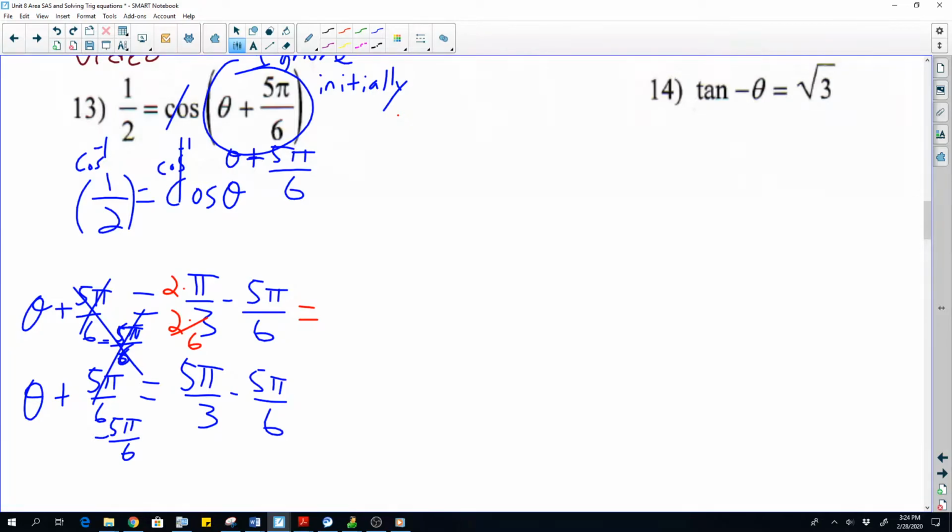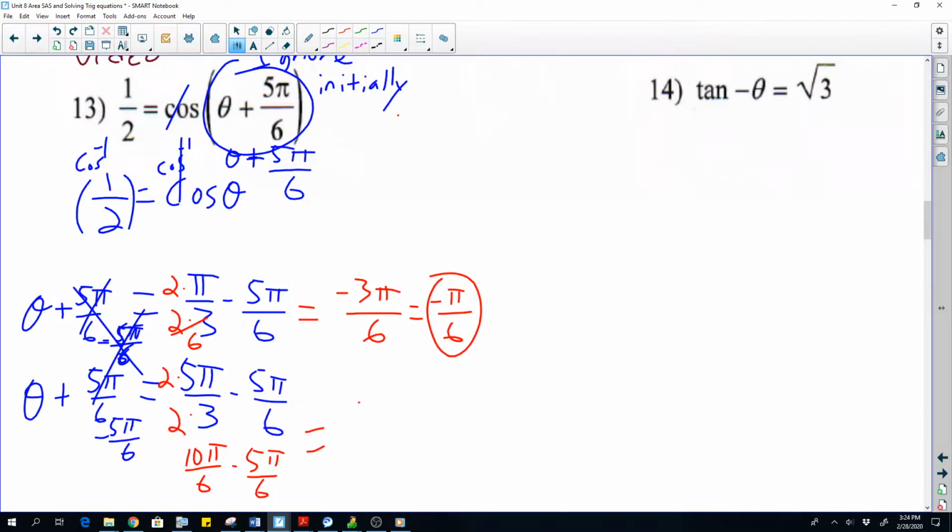So 2 minus 5 is negative 3 pi over 6. Nice, because 2 minus 5 is negative 3. Pi over 6, which reduces to negative pi over 2. Good. Not even pi over 6, sorry. So there's one of our answers. And then we have to turn this into a 6 by multiplying it by 2 top and bottom. So that becomes 10 pi over 6 minus 5 pi over 6 equals 5 pi over 6. Positive, though. Cool. So those are our two answers.